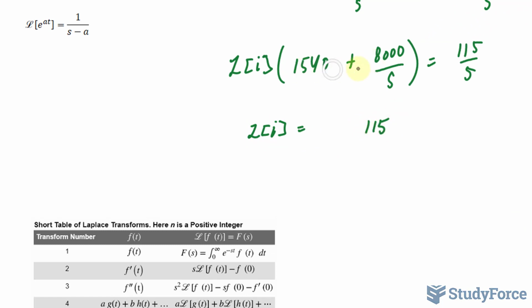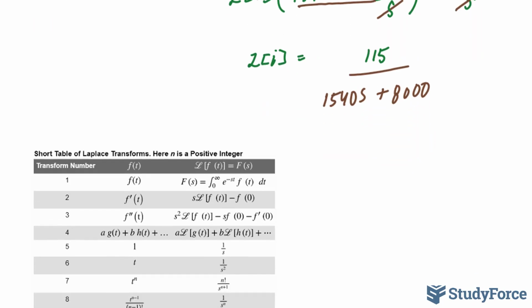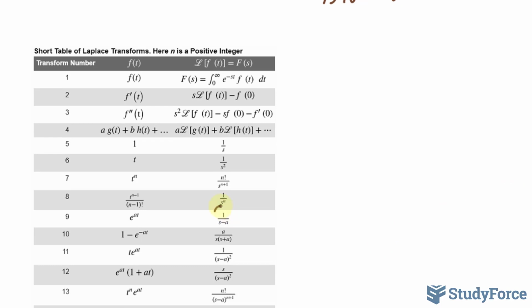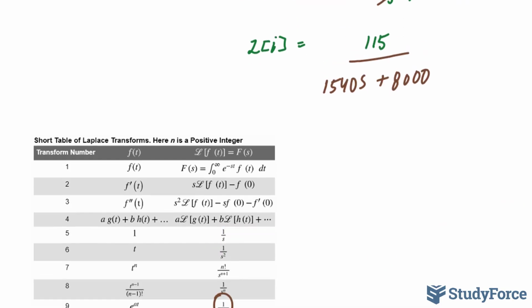And pretend that we found the common denominator amongst these two terms. We would have one denominator, that's s, and an s over here. So by dividing this expression by this expression, this s and this s will cancel out, leaving you with 115 over 1,540s plus 8,000. This transform looks somewhat similar to transform number 9, where you have s minus a.